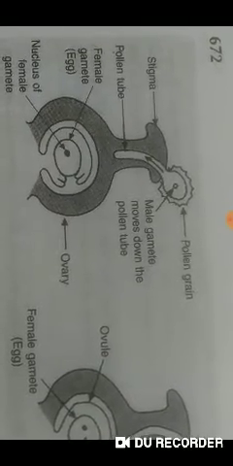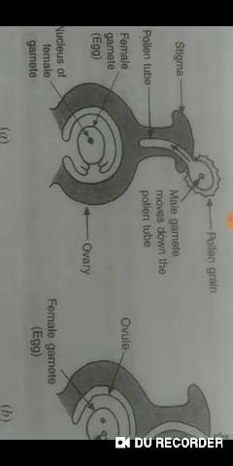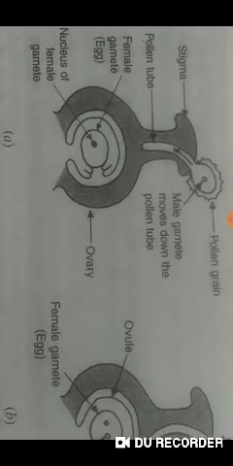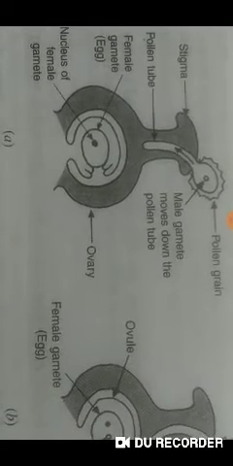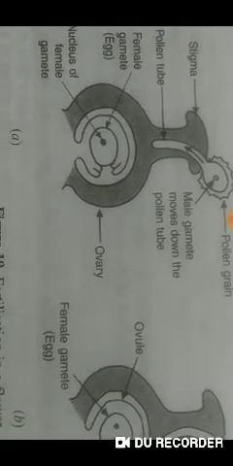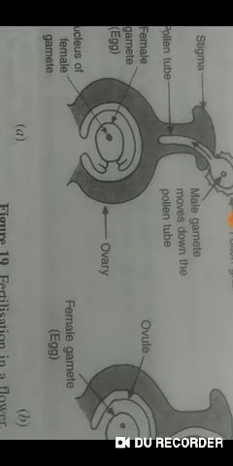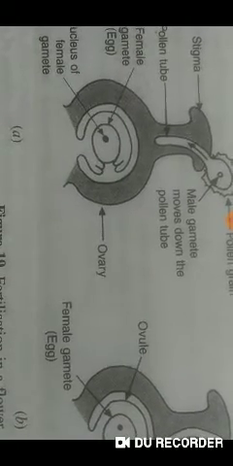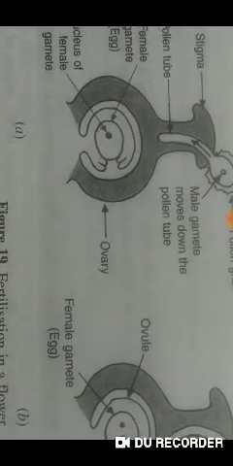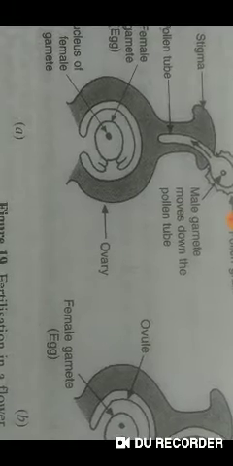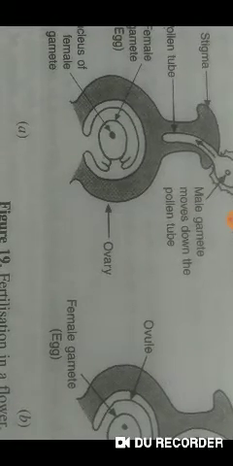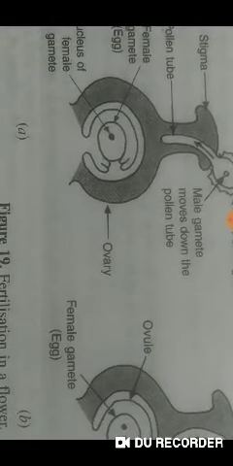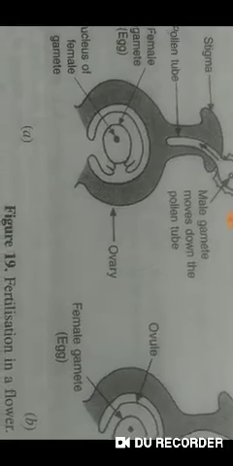In the ovary, the male gamete of the pollen combines with the nucleus of the female gamete or egg present in the ovule to form a fertilized egg called a zygote. And we can see that fertilization takes place.